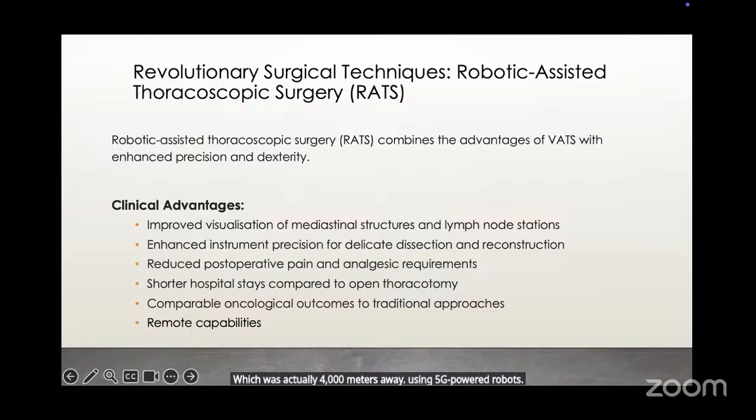Now, this basically introduces the advent of remote surgery, which is being done in specialized centers in specific circumstances. And this also has been noted in the United States as well.